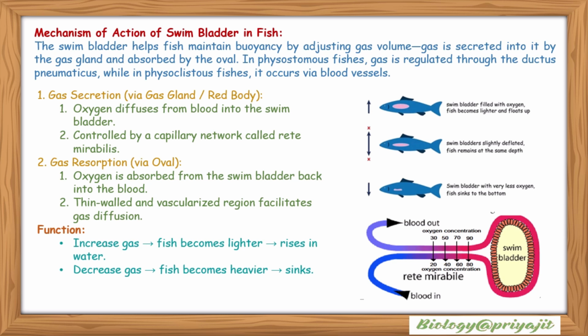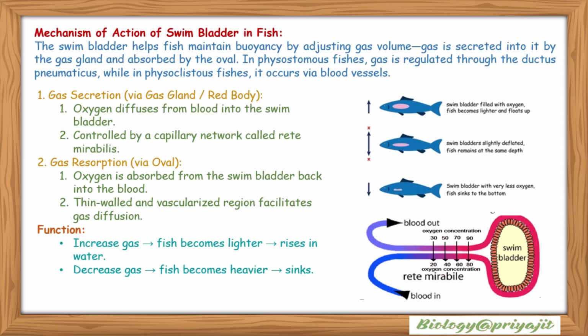Mechanism of action of swim bladder in fish. The swim bladder helps fish maintain buoyancy by adjusting gas volume. Gas is secreted into it by the gas gland and absorbed by the oval. In Physostomus fishes, gas is regulated through the ductus pneumaticus, while in Physoclistus fishes, it occurs via blood vessels.